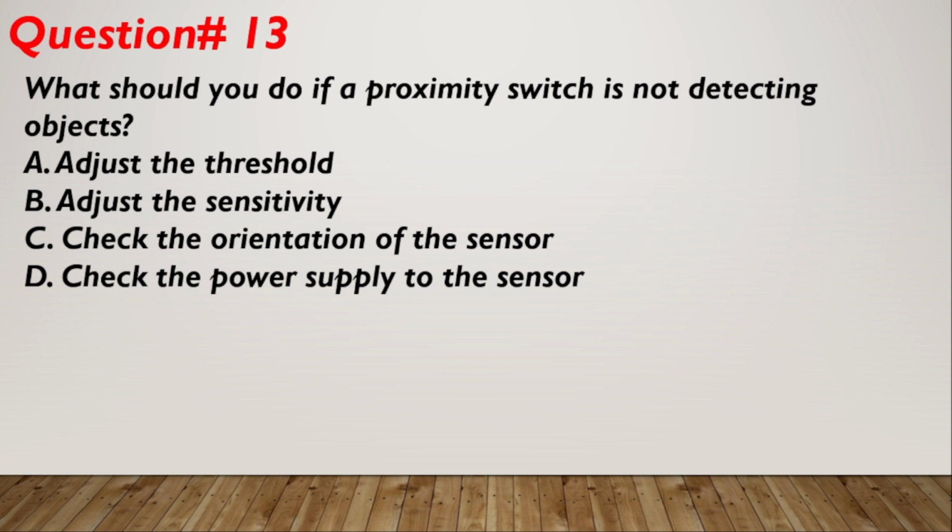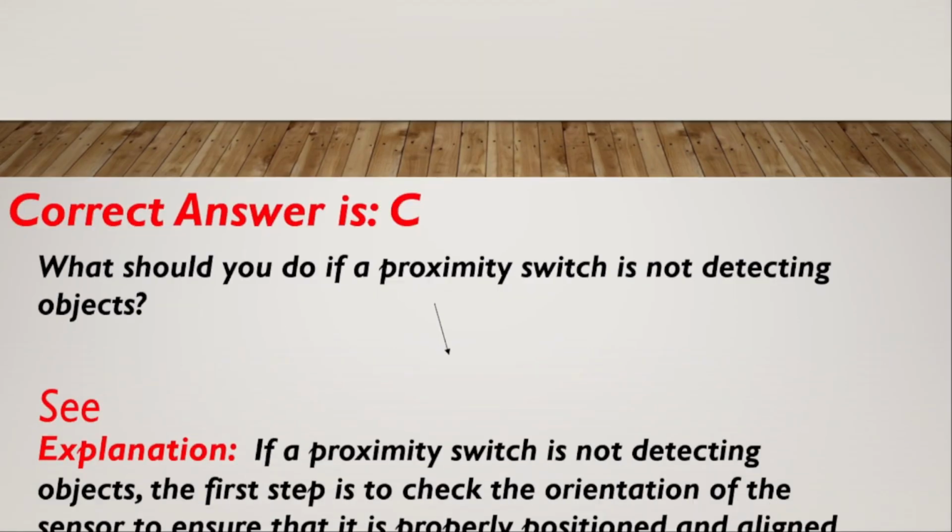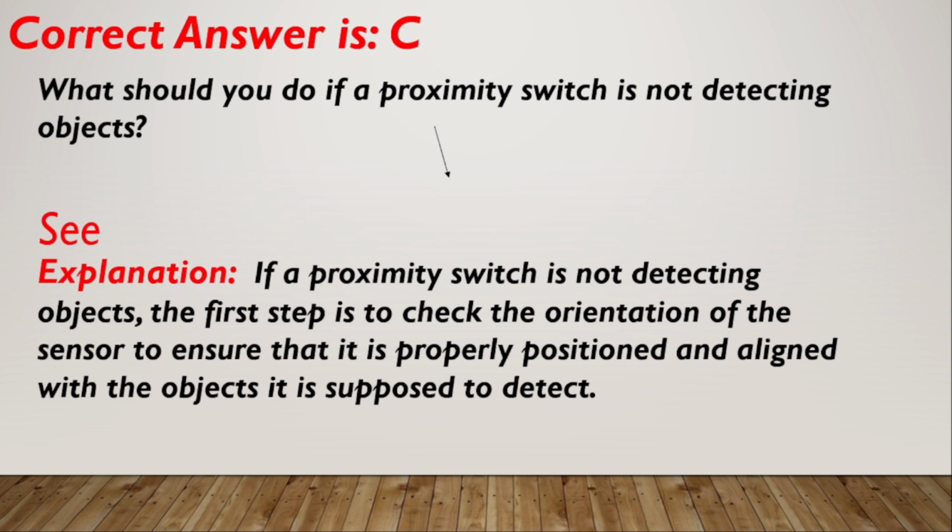Question number 13. What should you do if a proximity switch is not detecting objects? A. Adjust the threshold. B. Adjust the sensitivity. C. Check the orientation of the sensor. D. Check the power supply to the sensor. Correct answer is C. Check the orientation of the sensor.